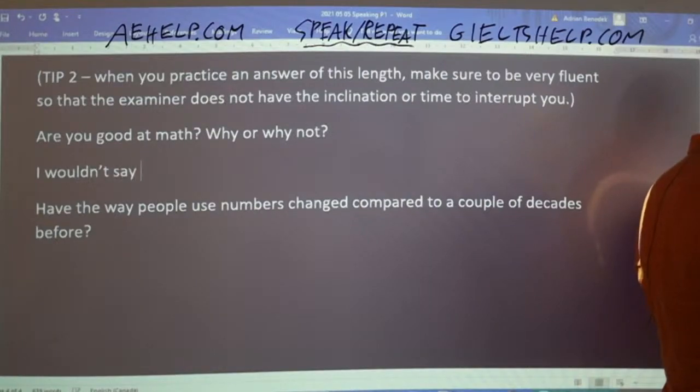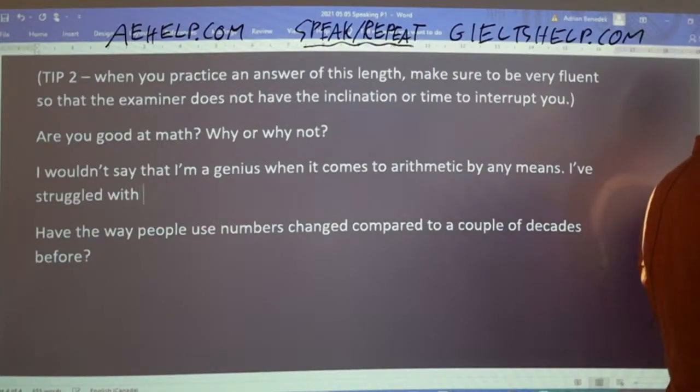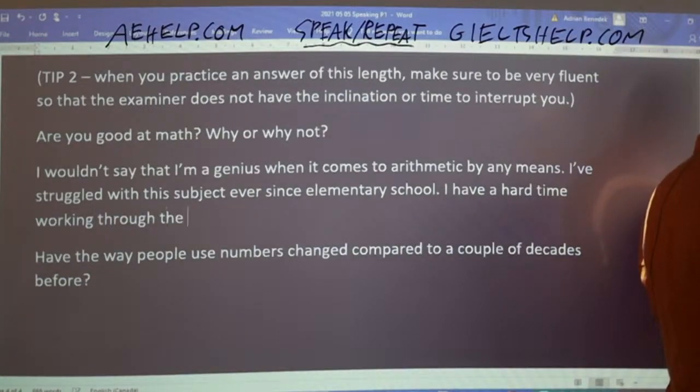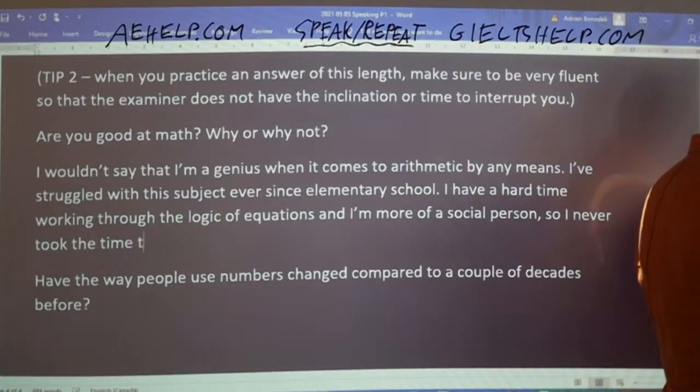So, I wouldn't say that I'm a genius when it comes to arithmetic by any means. I've struggled with this subject ever since elementary school. I have a hard time working through the equations. I'm more of a social person. I never took the time to really get into this area of science.